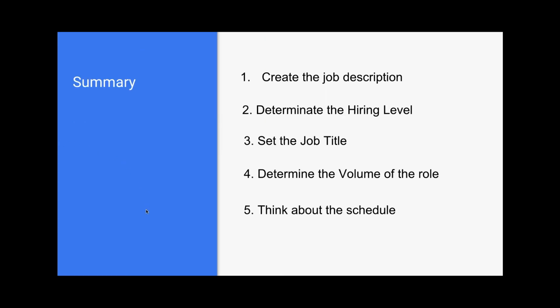Okay, summarizing this brief video on creating the job description: number 1, determining the hiring level. So you've either got director level strategy, management, or frontline coordinators, junior staff. Then determining the job title, and determining the volume of the role. So is it 5 hours a week? Is it 15 hours a week? Is it 40? Is it 40 plus? And then thinking about the schedule. All of these things together, and I'd suggest you do them in this order.